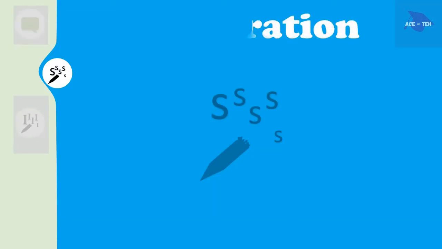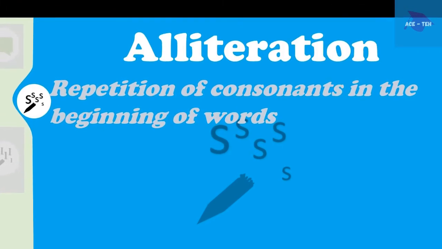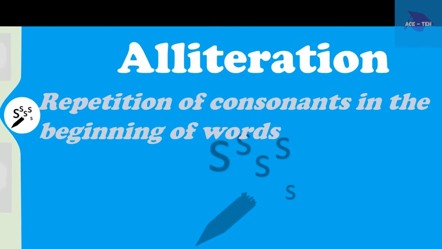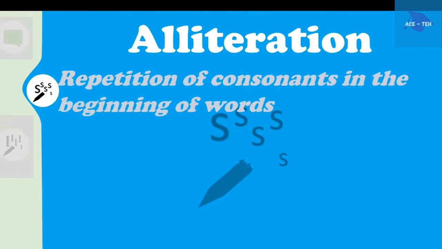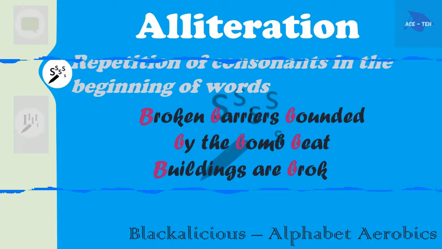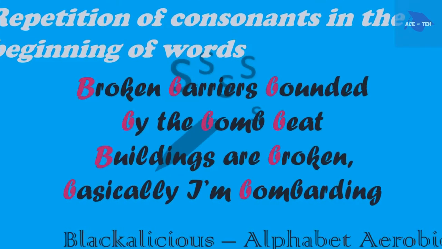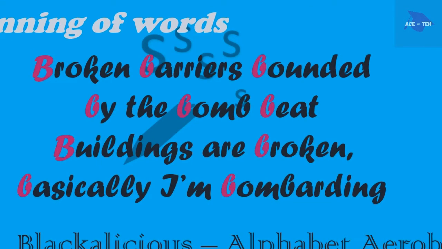Moving on to the last two. Alliteration. Alliteration is also known as head rhyme or initial rhyme, and refers to the repetition of consonants at the beginning of words. Broken barriers bounded by the bomb beat. Buildings are broken, basically I'm bombarding. That is a lot of b sounds. Note that these sounds are at the beginning of words too.